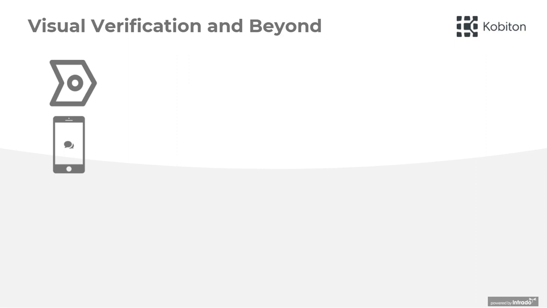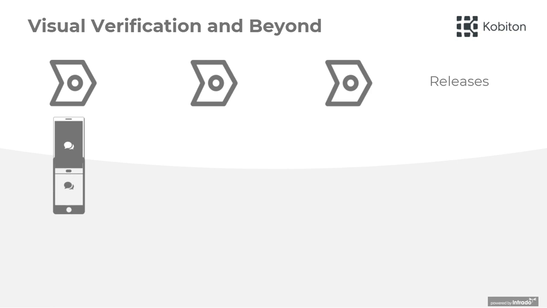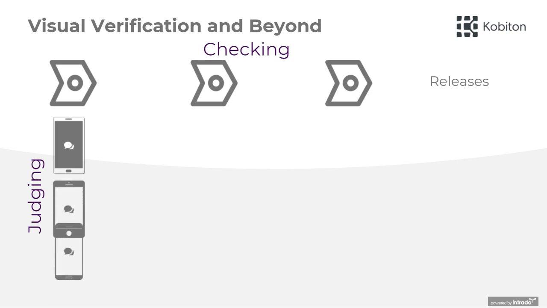And I'm going to jump into two main aspects of visual verification. Along the top are releases of your application. And with new releases of the application, the job is predominantly around checking that changes were not accidentally or inadvertently made. And along the vertical axis, you have different device types.